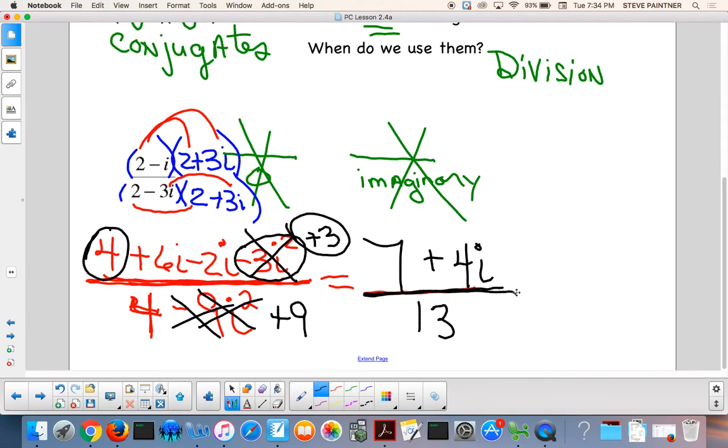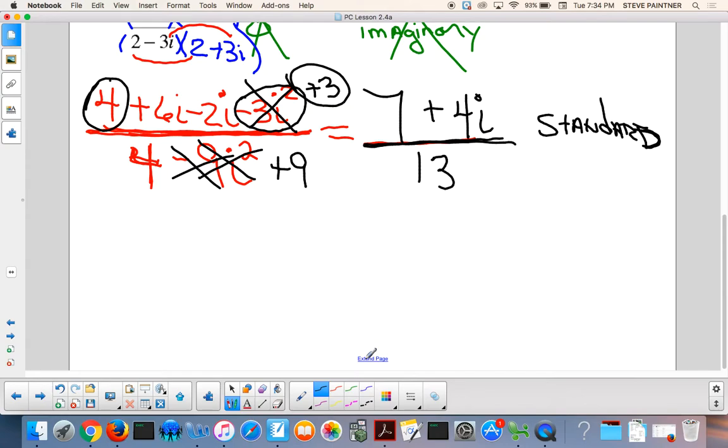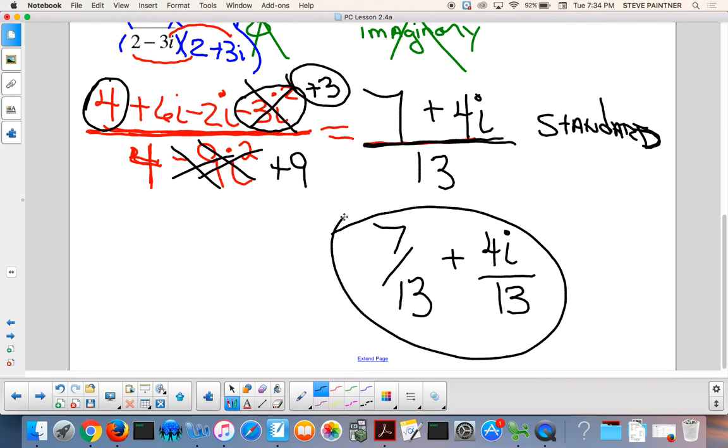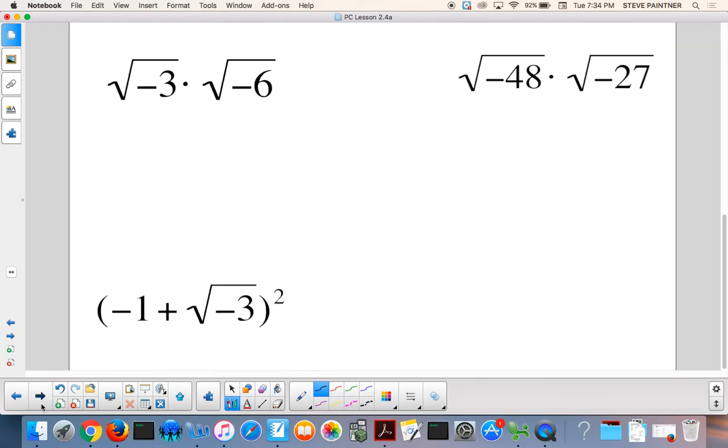Okay, now put it in standard form. This is the way they're going to do it. All complex numbers are put in standard form. It'd be real part, 7/13, plus imaginary part, 4/13 i. That's how you do it. If you ever can reduce it, reduce it. 7/13 doesn't reduce, 4/13 doesn't reduce. Okay? That's a lot on add, subtract, multiply, divide.